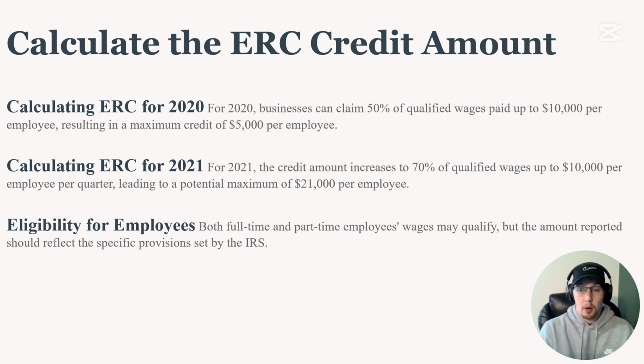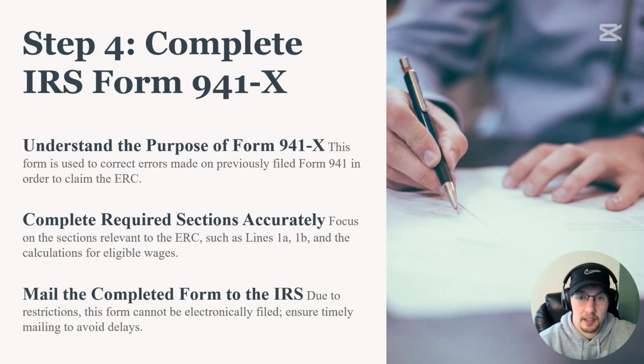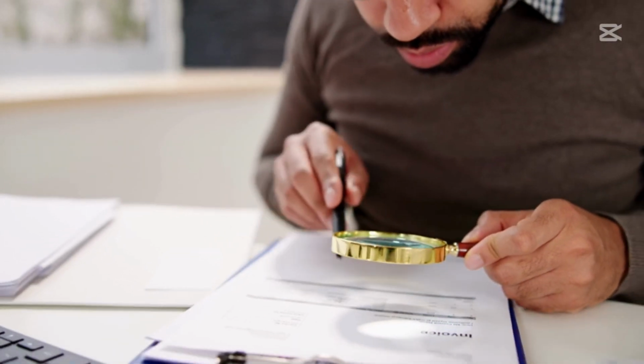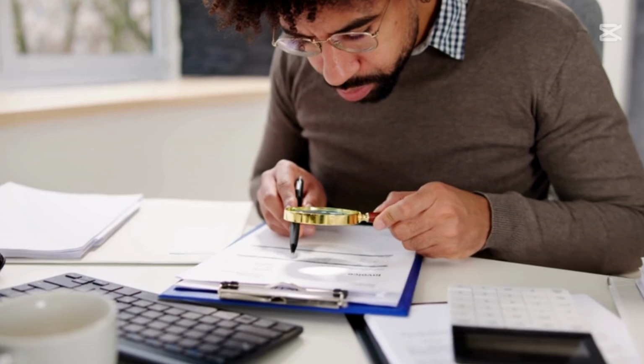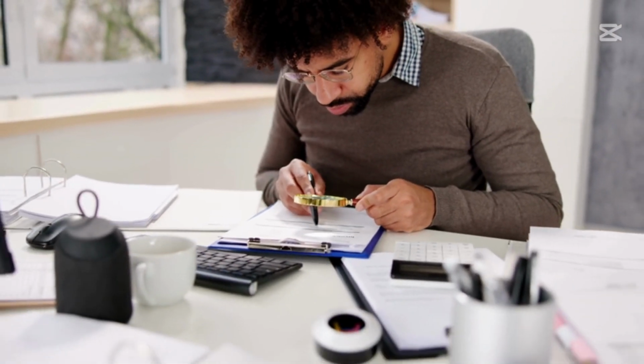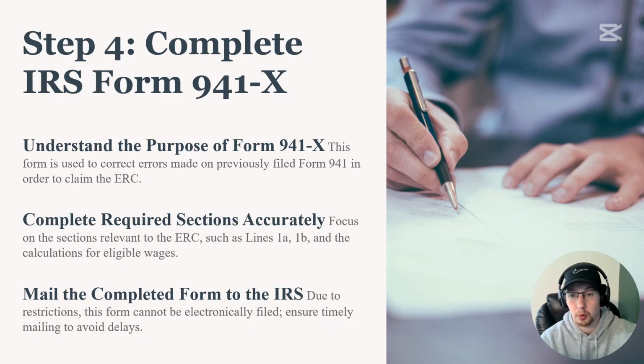Both full-time and part-time employees' wages may qualify, but the amount reported should reflect the specific provisions set forth by the IRS. So let's talk about IRS Form 941X. This is actually the form that you'll use to apply for the credit. A Form 941 is just a quarterly payroll tax report form, and the X just means that it's being amended for whatever quarter you're filing the return for. It's a pretty standard form. That X just means we're doing a look back, essentially.